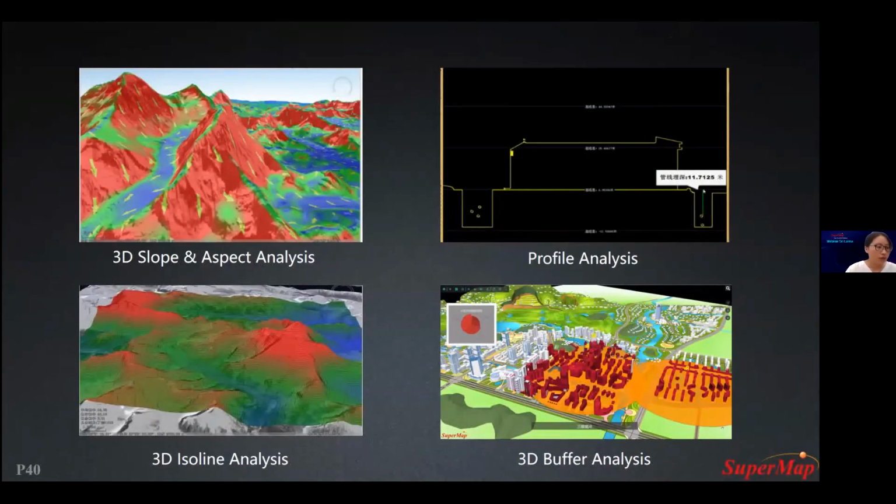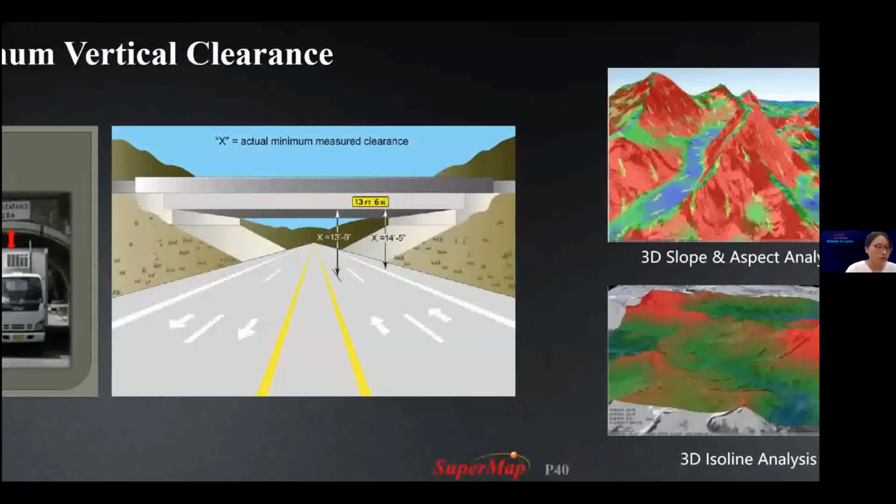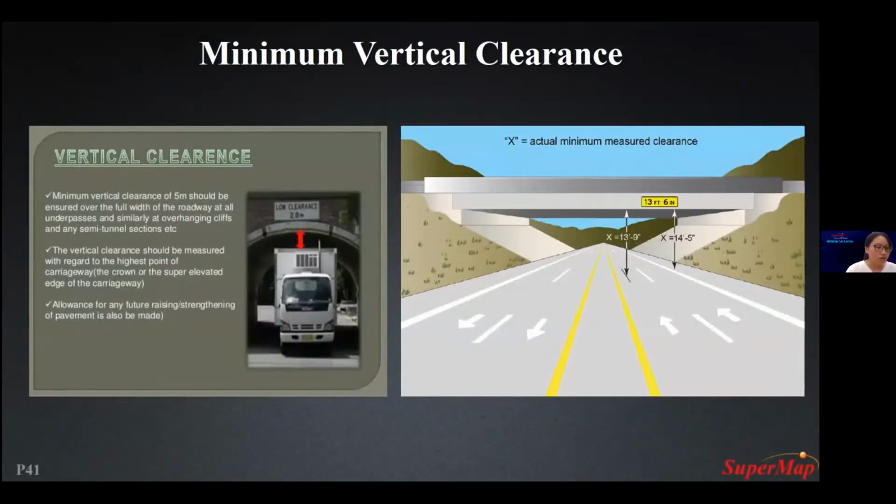Here are some results of 3D analysis: 3D slope and aspect analysis, 3D isoline analysis, profile analysis, and 3D buffer analysis, which can also be used in transportation construction. The minimal vertical clearance often needs to be ensured in the design stage, so this 3D model can display and measure the value.